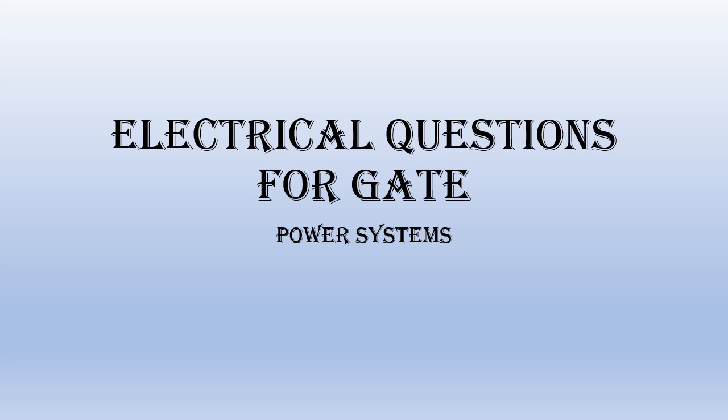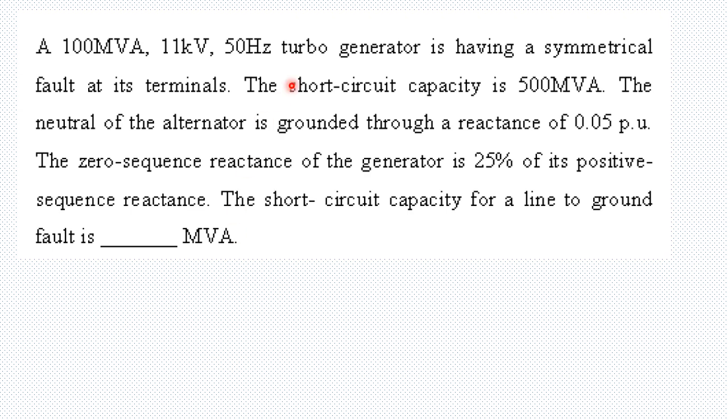Hello friends, welcome again. Today we'll be doing a problem related to fault, and here we are given a turbo generator which is 100 MVA and 11 kV, 50 Hertz, and a symmetrical fault is done at its terminals, and the short circuit capacity is 500 MVA. The neutral of the alternator is grounded through 0.05 per unit, and the zero sequence reactance of the generator is 25% of that of the positive sequence reactance. So he's asking us what is the short circuit capacity for line to ground fault in MVA.